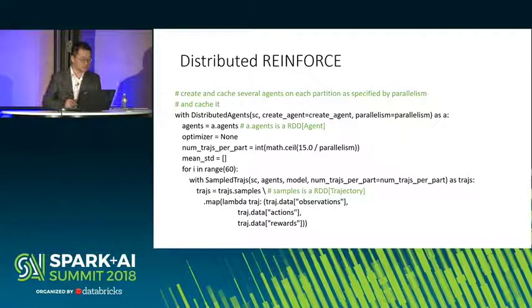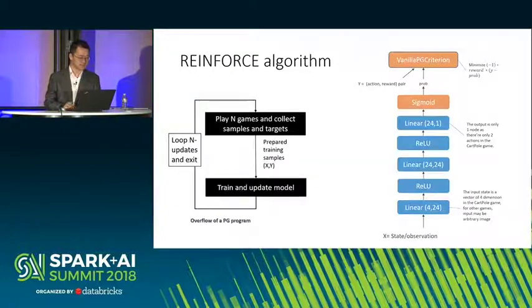sampled trajectories. Then we can just collect some statistics like the actions, rewards, and observations from each of the agents and summarize all the transitions. So that's why we can save time by leveraging the Spark distributed environment for distributed reinforcement training.